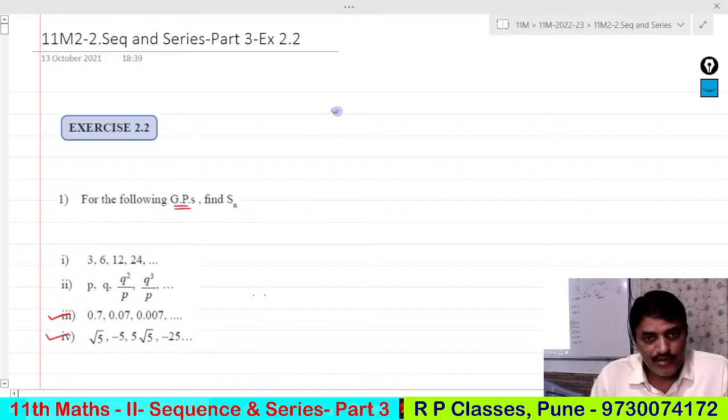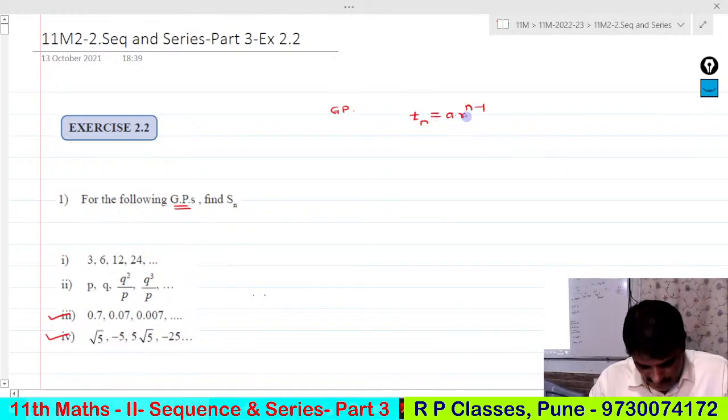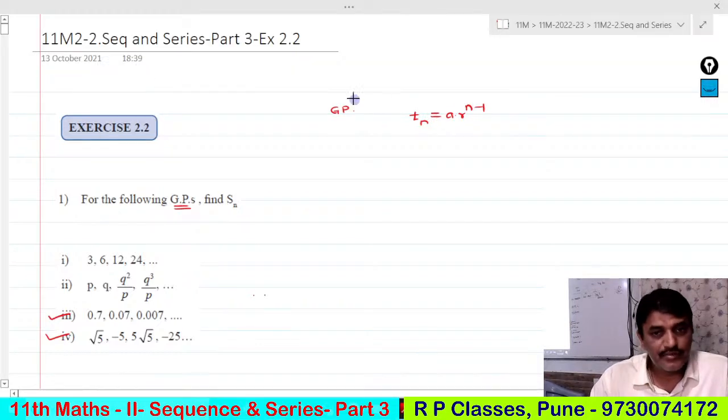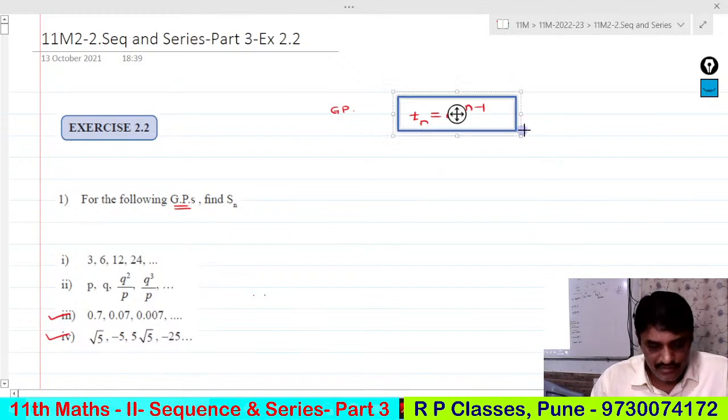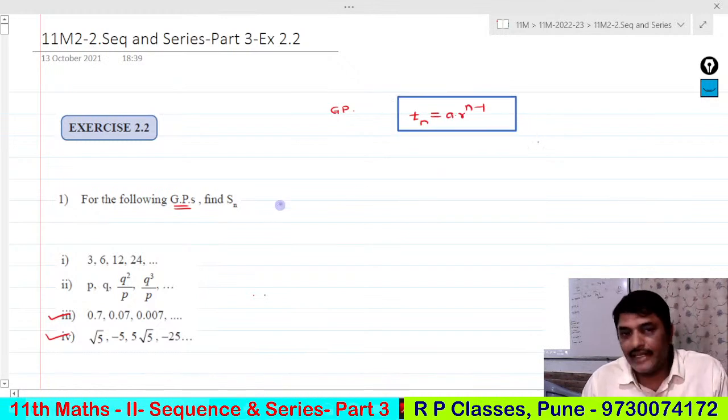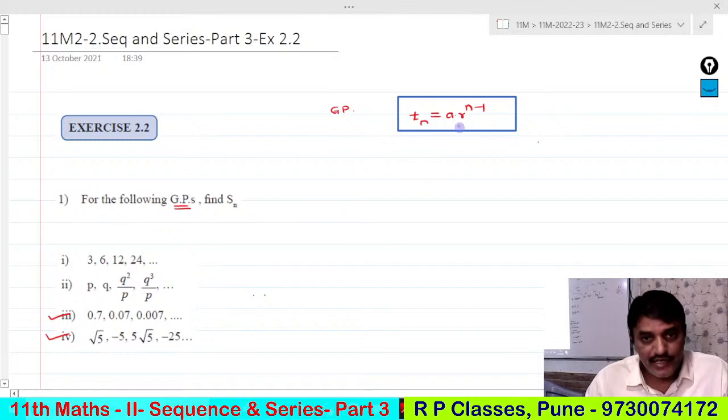For geometric progression we saw some formulae, do you remember the formulae? Yes, the first formula is Tn is equal to a into r raised to n minus 1. Correct? This is the formula for the nth term. And there is a second formula that we need to see here. The second formula is the sum of n terms.